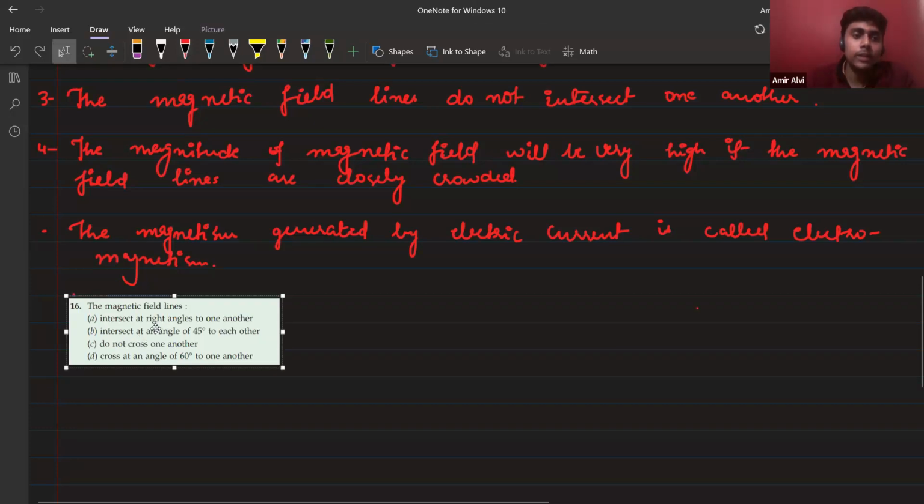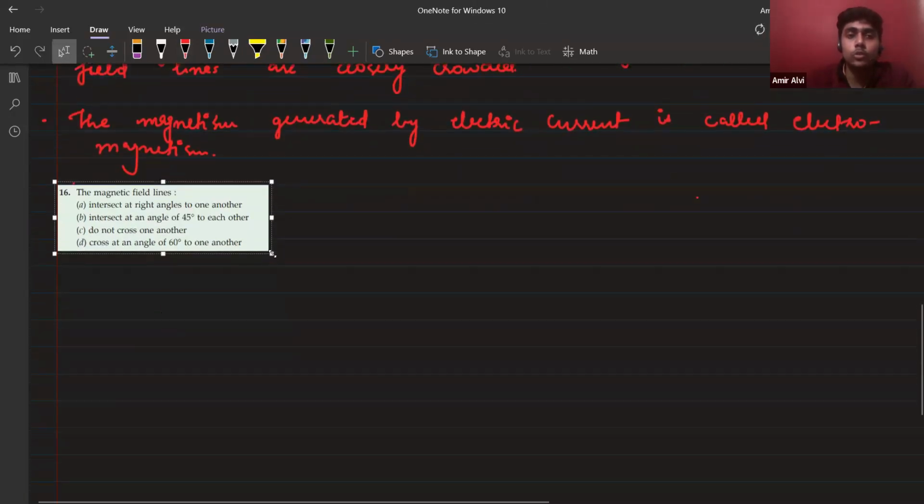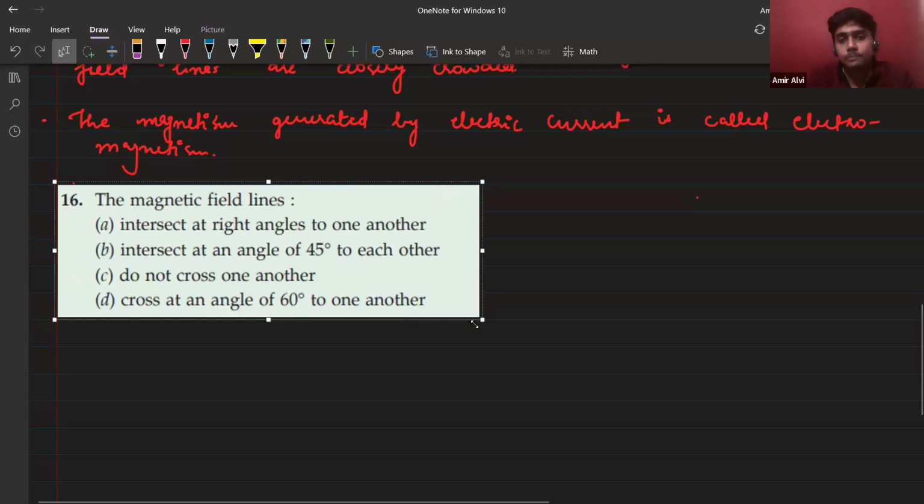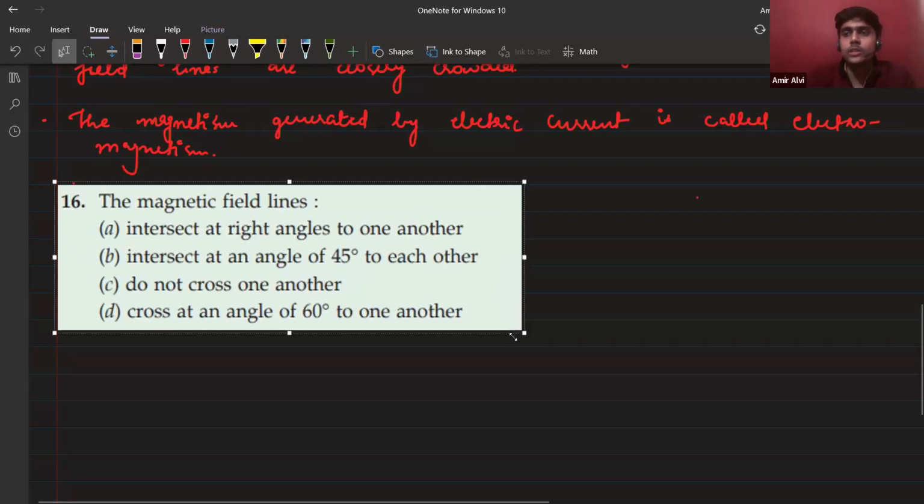Why do electric field lines, like magnetic field lines, not intersect? Magnetic field lines do not intersect because the tangent to any magnetic field line gives you the direction of the field. If they intersected, two tangents would point in different directions at a single point. So that's why it's not possible.